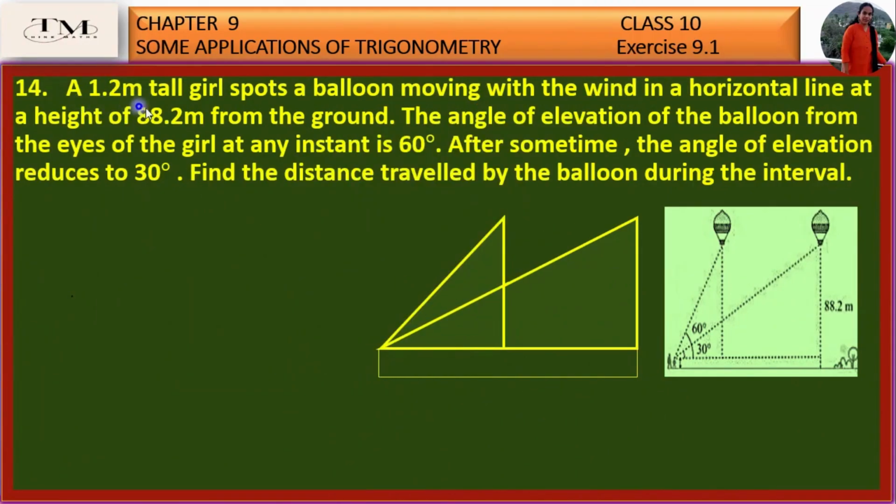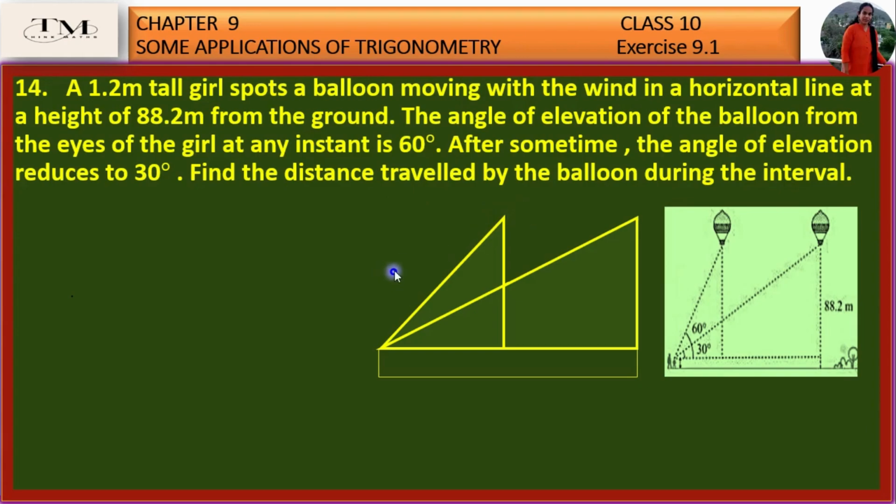A 1.2-meter tall girl spots a balloon moving with the wind in a horizontal line at a height of 88.2 meter from the ground. The angle of elevation of the balloon from the eyes of the girl at any instant is 60 degree. After some time, the angle of elevation reduces to 30 degree. So find the distance traveled by the balloon.